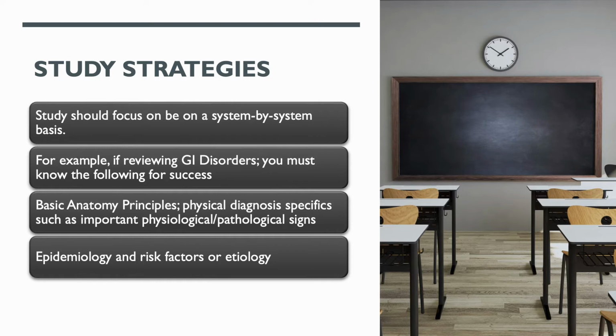which are namely physiological and pathological signs. Also, it's important that you know the epidemiology of the disease, the risk factors, and the etiological component of the disease process. So if you structure your study around just the basic anatomical principles, epidemiology and risk factors, or the etiology of the disease process, that helps you focus the main points of whatever you gather from your study around these key concepts.